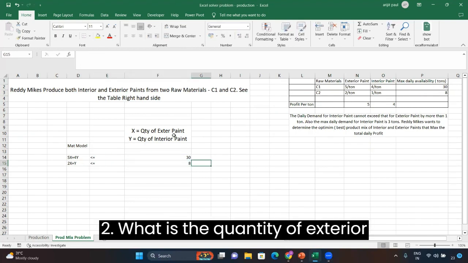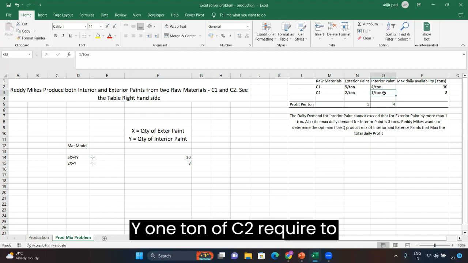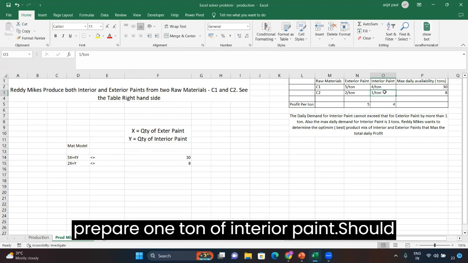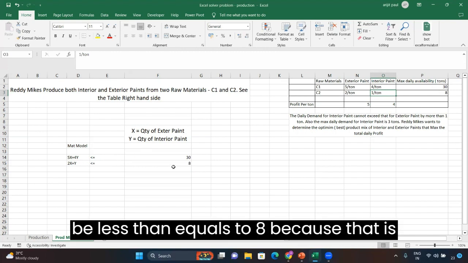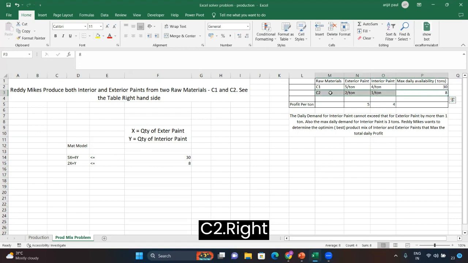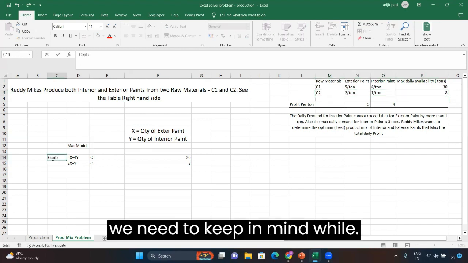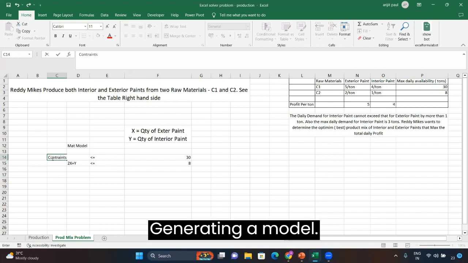This is 2. What is the quantity of exterior paint? X. 2x plus y, since 1 ton of C2 is used to prepare 1 ton of interior paint, should be less than or equal to 8, because that is the daily availability of this component C2. Right? Now, what are the other constraints? Okay, so these are the constraints we need to keep in mind while generating a model.